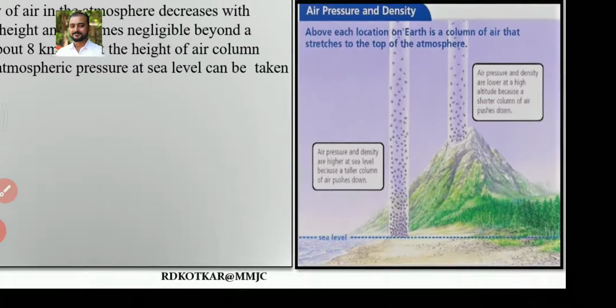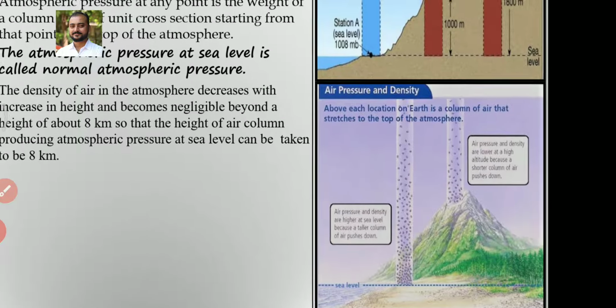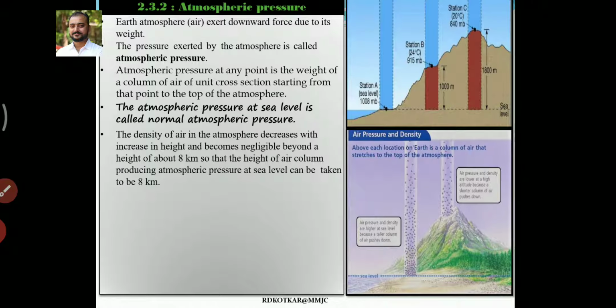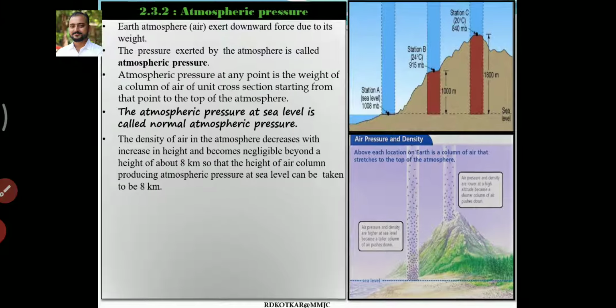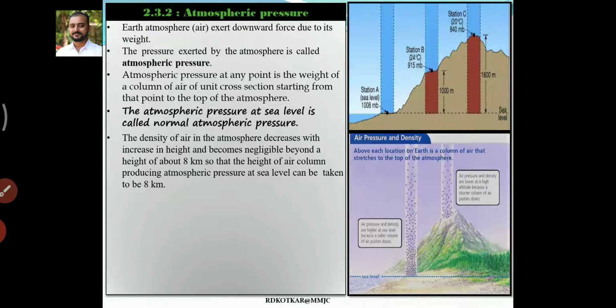The density of the air molecules present at this height means we consider the atmospheric layer up to 8 kilometer. Beyond that the density of air molecules becomes negligible, and as it becomes negligible we will not take it into consideration. In short, the atmospheric pressure, or the density of the air present up to a height of 8 kilometer, is considerable. Beyond that it is not considerable.